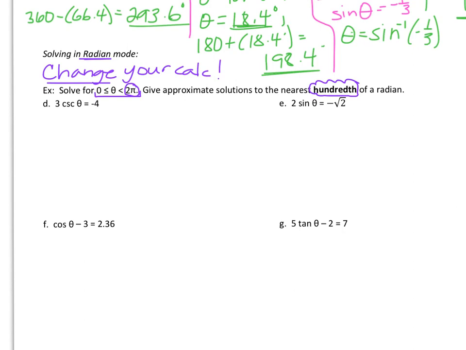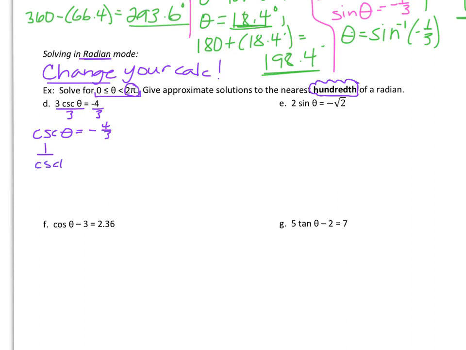Well, this is a reciprocal function, so the first thing we need to do is isolate that reciprocal term. I'm going to divide both sides by 3. That gives us cosecant theta equals -4/3. We're still going to solve the same way we did before, but our answers are going to look different.